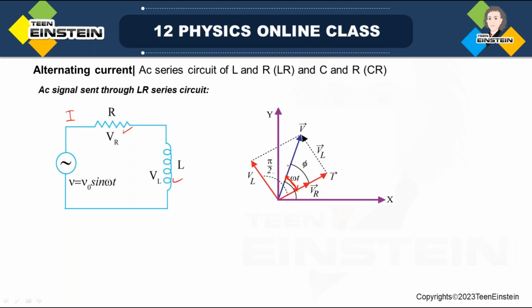If I say this is phi, the angle between these two is phi. So that phi we have to find out. I hope it is clear to you what my aim is here. We need to find out the current voltage relationship.